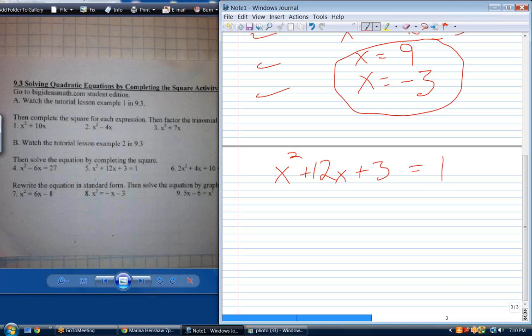Well, the one thing you're going to do when you complete the square is you want to set it up so that your variables are on one side and you have nothing but numbers on the other. So I'm going to start off by subtracting 3 from both sides. Now I have it looking much like number 4 looked. So now help me solve this by completing the square.